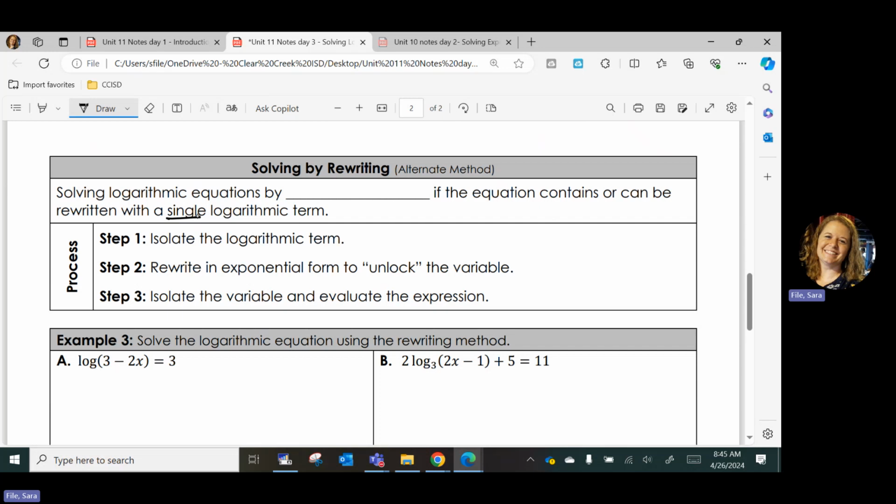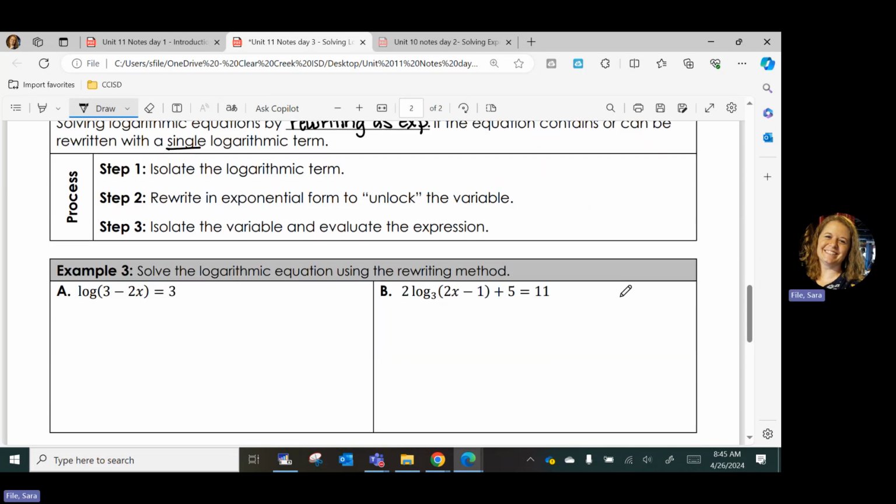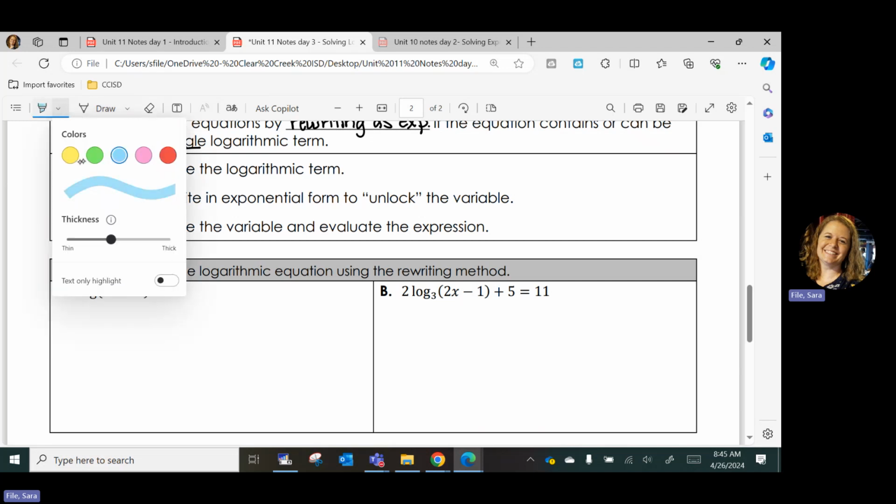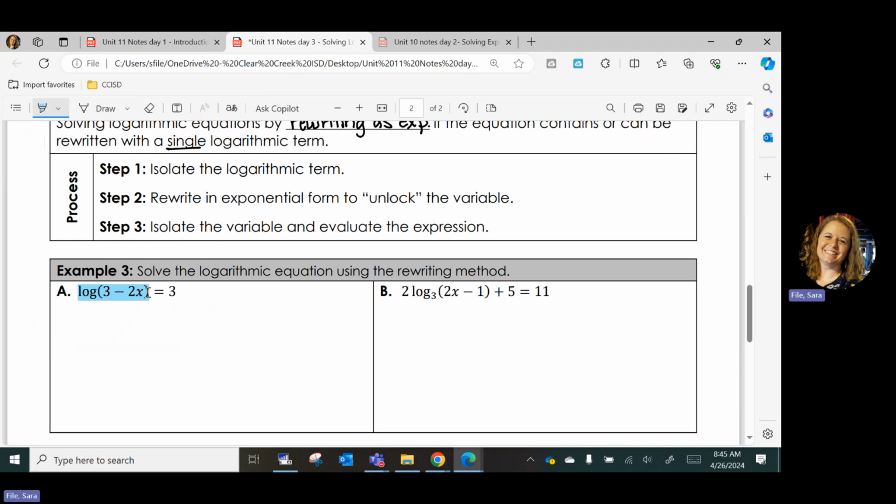Okay, so solving log equations by rewriting as exponential if the equation contains or can be written with a single log term. So step 1 is the same. Isolate the log term. I'm going to try that in example 3a. The first thing I want to do is isolate the log expression, which, well, that one's already isolated, isn't it? There's nothing outside the parentheses being multiplied or added. So there's nothing I need to move. Step 1 is already done.